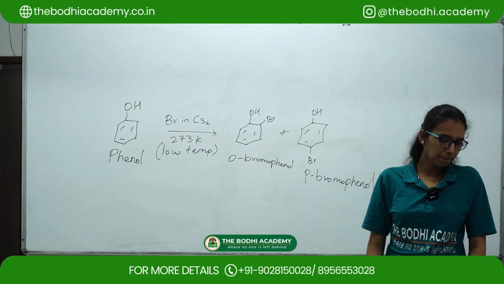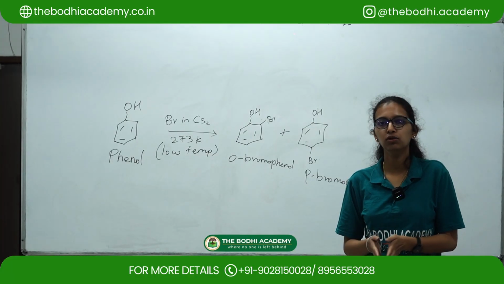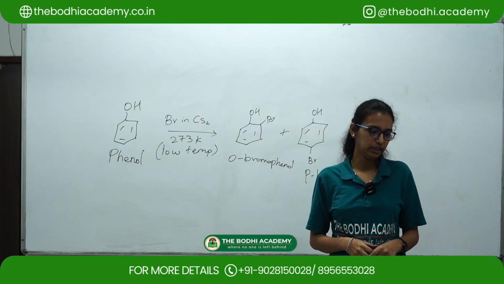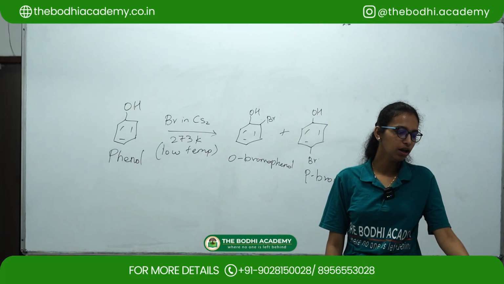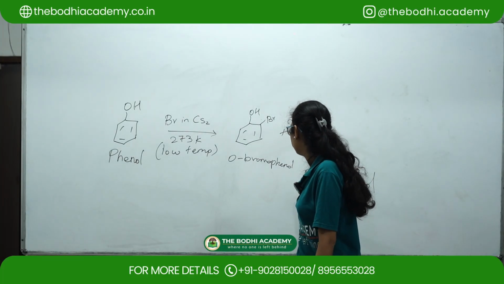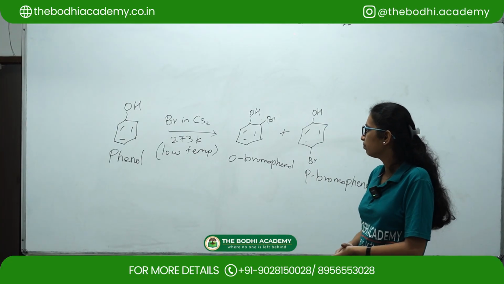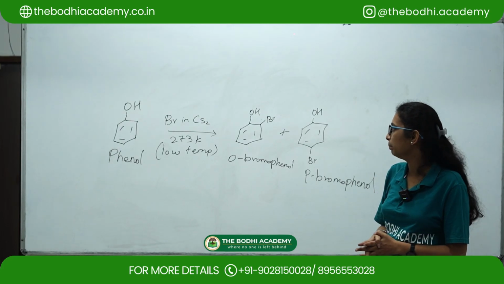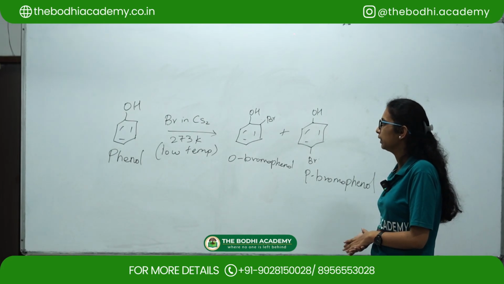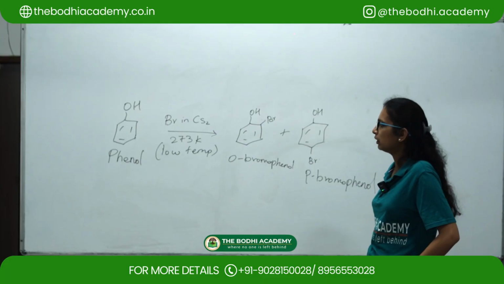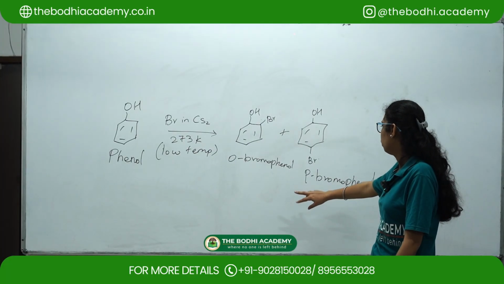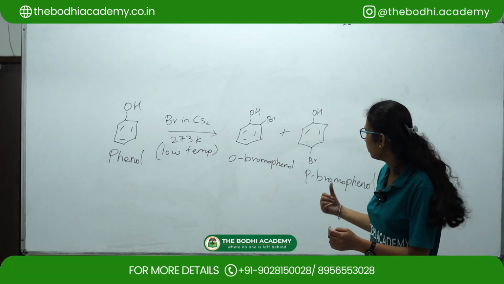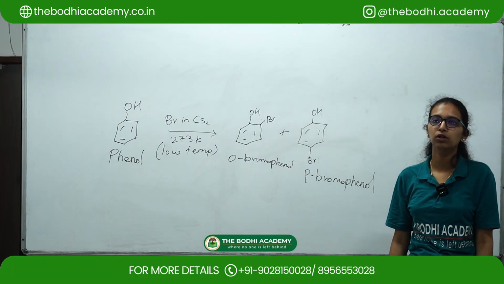Meta-bromophenol is ruled out, because we have never seen meta-bromophenol. Ortho and para-bromophenol is most of the time formed. Phenol when it reacts with bromine in CS2 at low temperature, you usually get a mixture of ortho and para-bromophenol. The major product is para-bromophenol, but let's go according to the options.